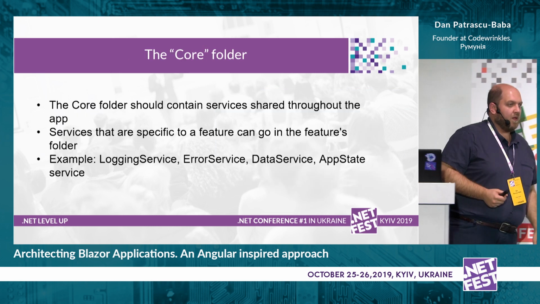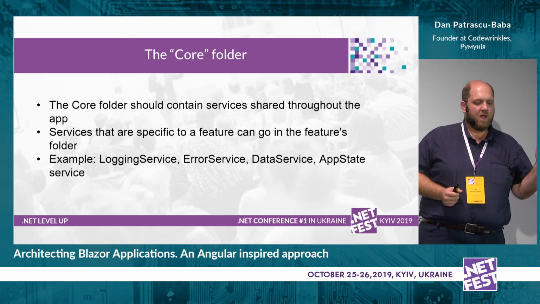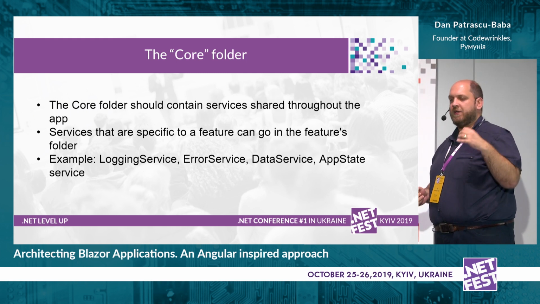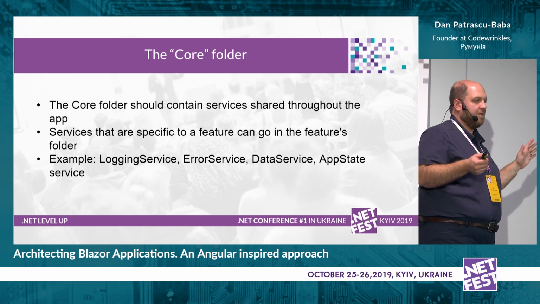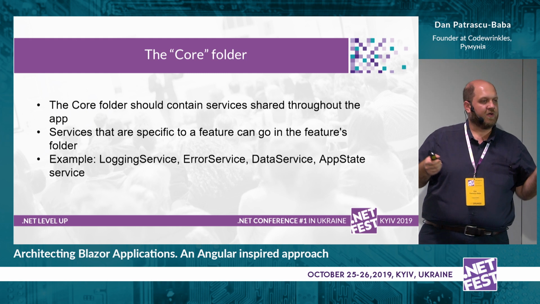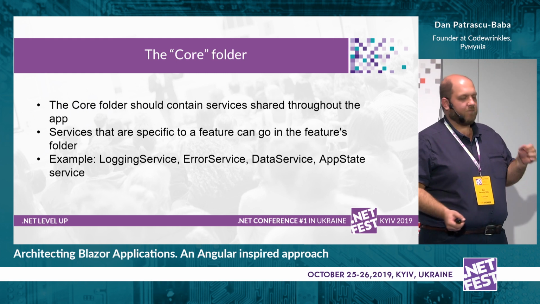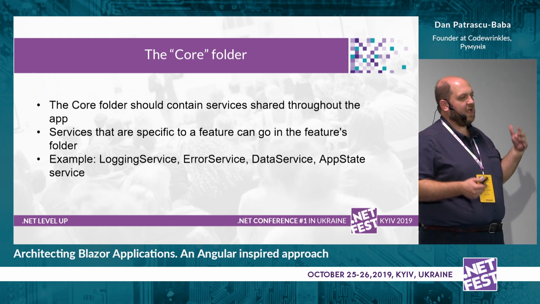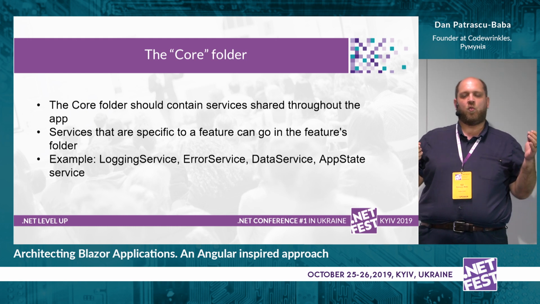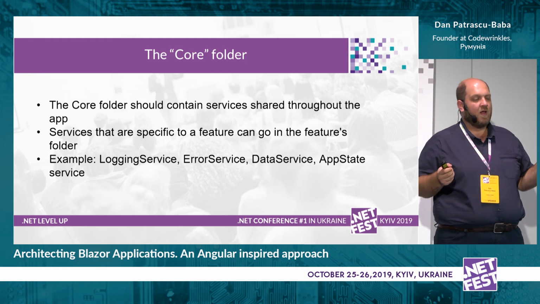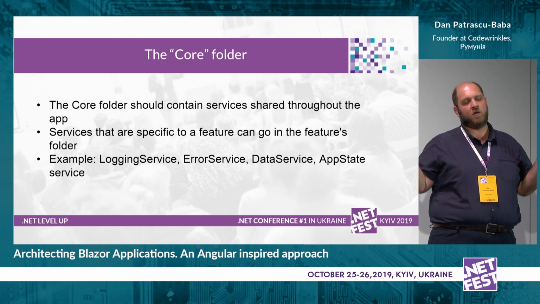Okay, so we have seen first that we have this idea that we will organize our code by features. But on the other side, if we think about Angular, we also have these two different folders which are called core and shared. And I think that this is also a very good model to bring into Blazor. Why? First of all, let's look at the core folder. In the core folder, in Angular, you usually put singleton services or directives or whatever, but usually services that you reuse throughout your application, so in most of your components.